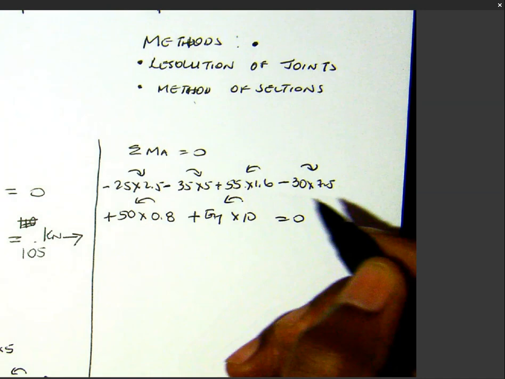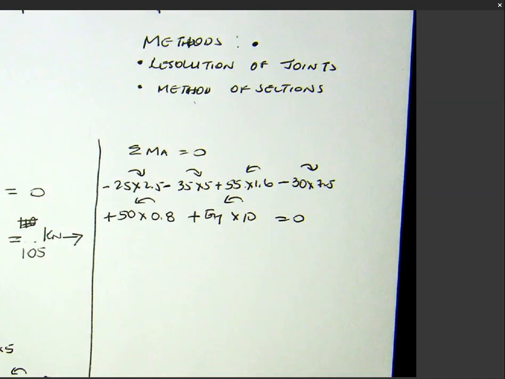Minus 25 times 2.5, minus 35 times 5, plus 55 times 1.6, minus 30 times 7.5, plus 50 times 0.8. That gives me a negative answer, which is 334.5, negative. Take it to that side of the equal sign, and it becomes positive.